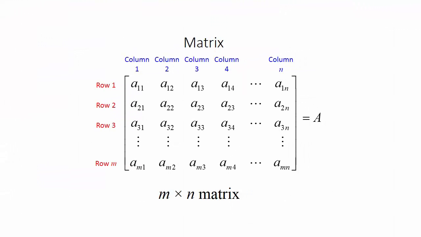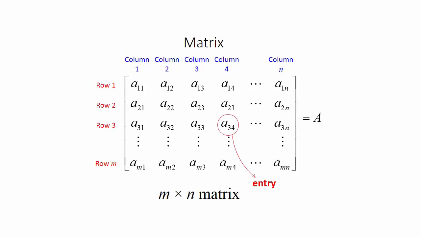A matrix is a rectangular array with elements or entries organized inside. The elements can be real numbers, symbols, or mathematical expressions. The size of the matrix is specified by the number of rows and number of columns it has. For example, this matrix has the order of m by n, or we say that this matrix has dimensions m by n because it has m rows and n columns.